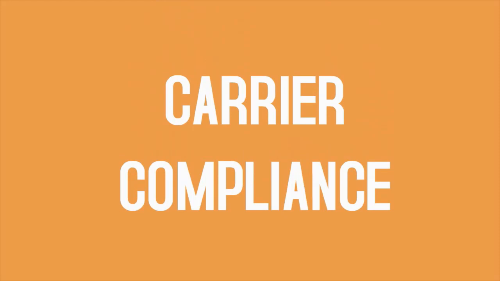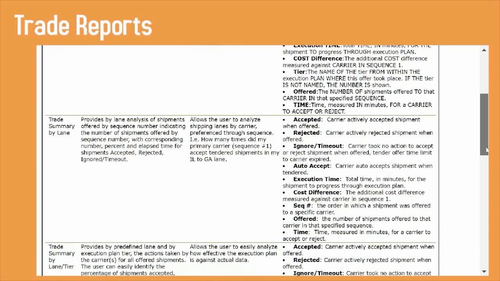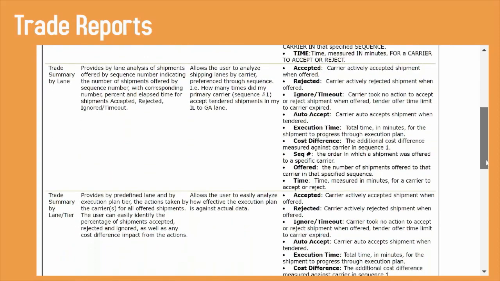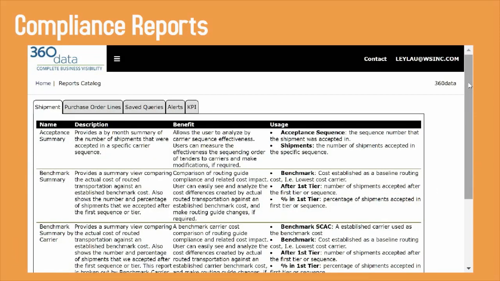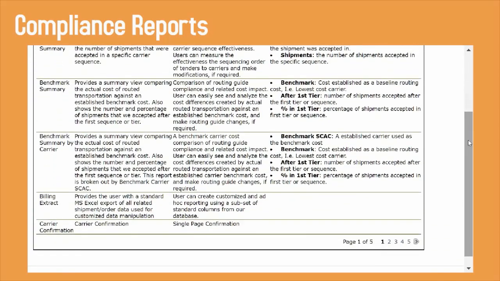Carrier compliance. There are two sets of carrier compliance reports which are based on the carrier's contract with you. One set of reports, called trade reports, explains how a carrier does or doesn't meet your rates and contractual obligations for taking shipments. The other set of reports, called compliance reports, describes the carrier's performance on preset metrics such as on-time delivery, response time, and frequency of status updates.